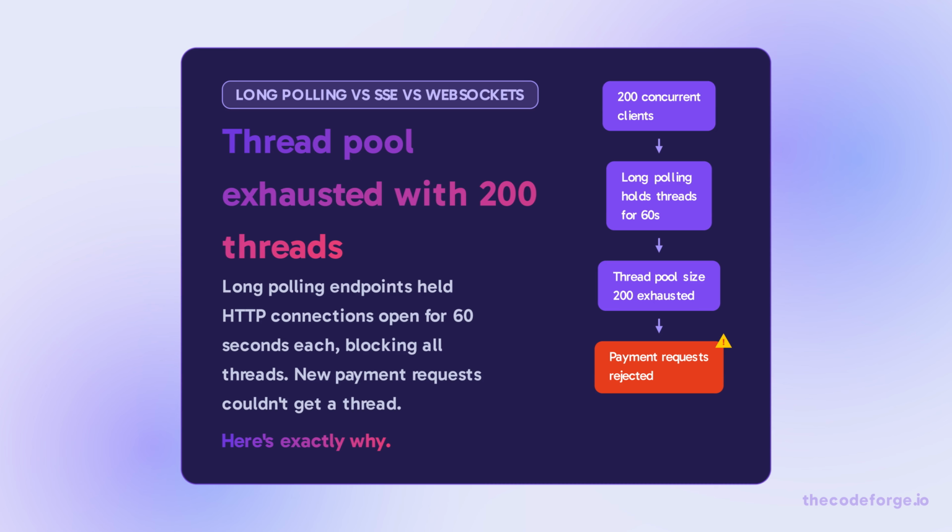With 200 concurrent clients, the thread pool was fully occupied by long polling requests. New payment requests couldn't get a thread. Let's break down why this happens and how to fix it.